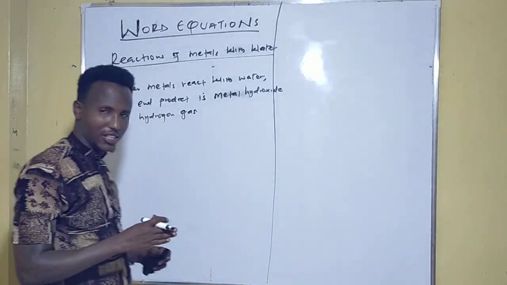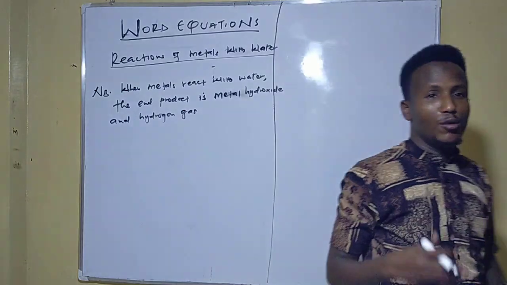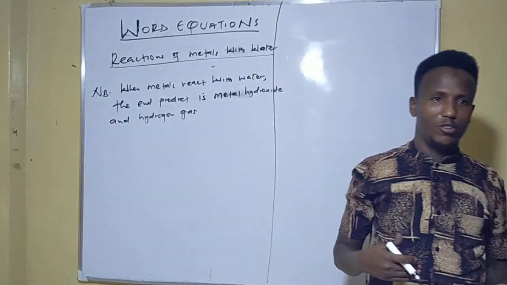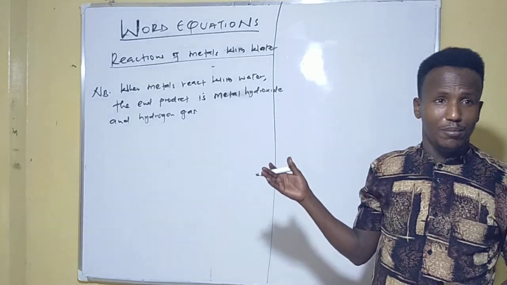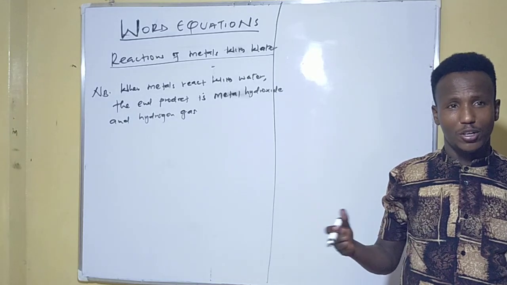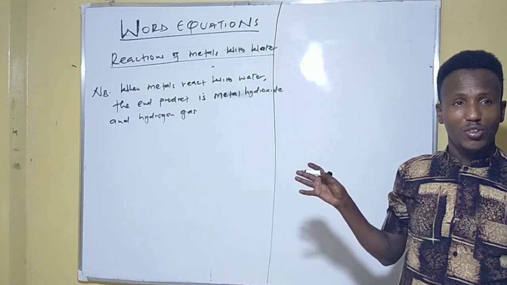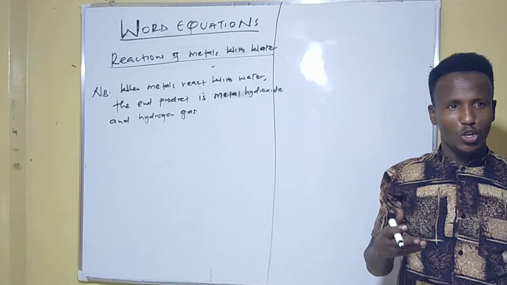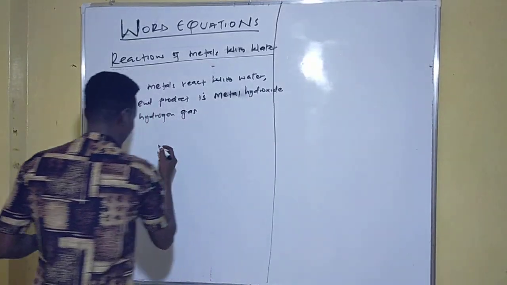Understand that. Take your time. When metals react with water, the end product will be the corresponding metal hydroxide and hydrogen gas. So remember, we are going to write them here. But in Form 2, we will be discussing chemical balancing, balancing of chemical equations. Then you're going to write this and balance them, don't forget. But the first concept is to know the reactant and the product.